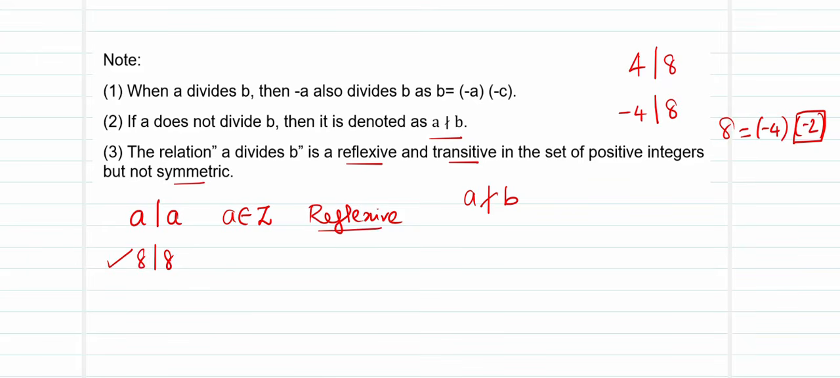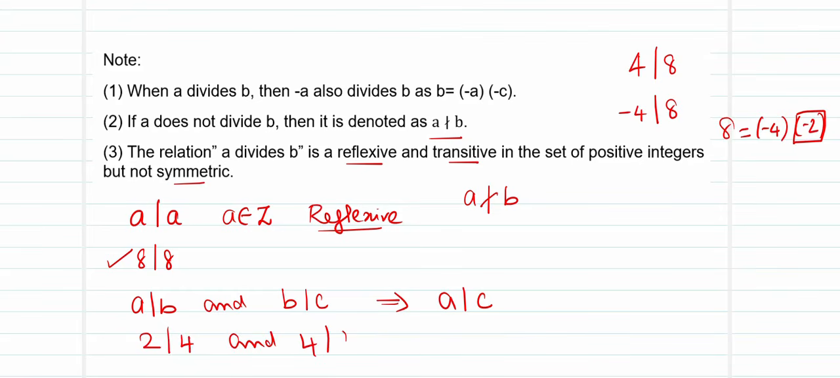What do we mean by transitivity? If a divides b and b divides c, then a divides c. Now 2 divides 4 and we know that 4 divides 8, in which case we can say that 2 also divides 8. If this relation is true, you call it a transitive relation, and we can see clearly that a divides b is transitive in nature. So reflexive is true, transitivity is true.